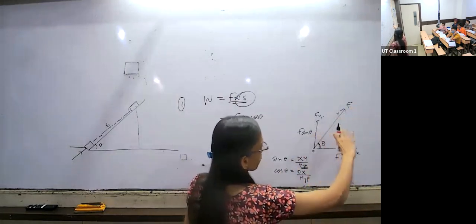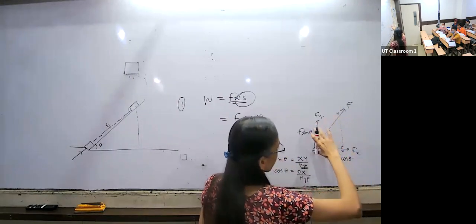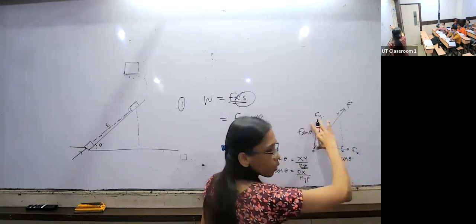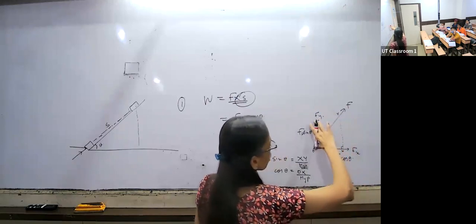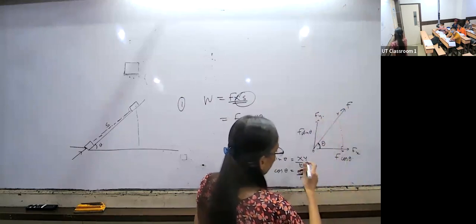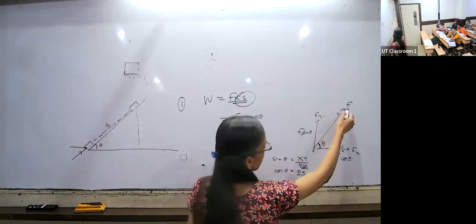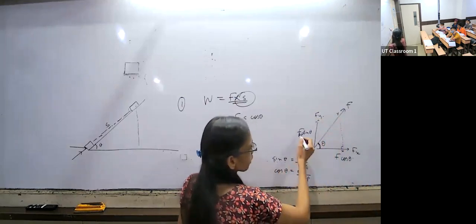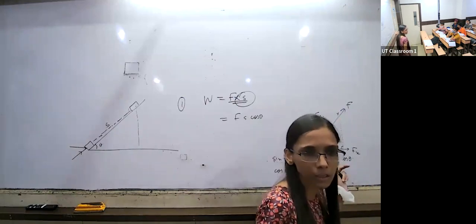Similarly, aapko ye wala measurement chahiye xy. xy is nothing but parallel to y axis, so they are also same. This and this are same because they are exactly parallel, geometry hai. So fy component kya hoga? Value of xy, or xy kya hai? Sin theta into hypotenuse, then hypotenuse ka f, so it is f sin theta. So f sin theta, f cos theta. Is this part clear? I'm splitting the components.